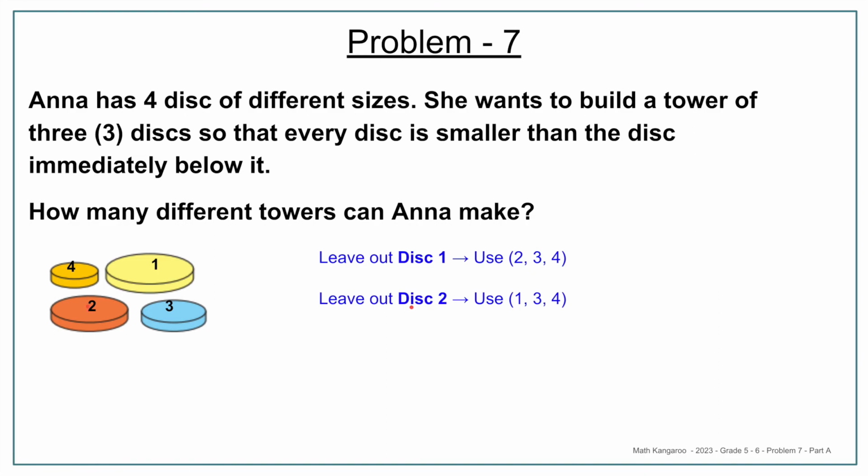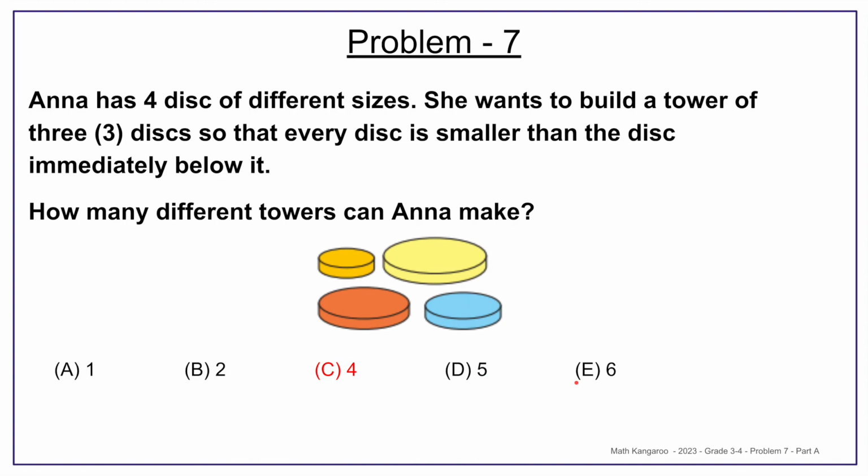We will leave out disc 3. We'll use 1, 2, and 4. We will leave out disc 4 now and we will use 1, 2, 3. So these are the possible options we have. So these are the possible 4 ways we can build a tower if we remove one of the discs. So our answer is option C, 4.